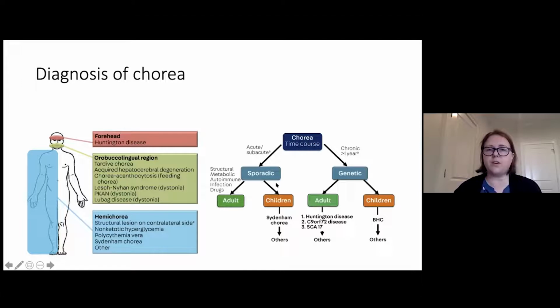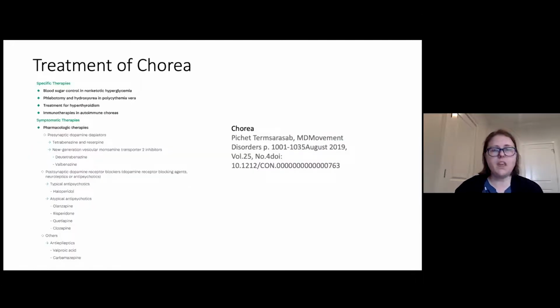Here's a flow chart for going through causes of chorea. But again, I would just stress that the list of differential diagnoses here is very, very long. So I think as an internist, the key would be to recognize that the movement is chorea and then refer to a neurologist. These are the treatments for chorea for your reference. The main two are these, they're dopamine depleters, so tetrabenazine and reserpine, and they're now newer generation VMAT2 inhibitors, deutetrabenazine and valbenazine, that work a little bit better. If those don't work, you can also use antipsychotics.